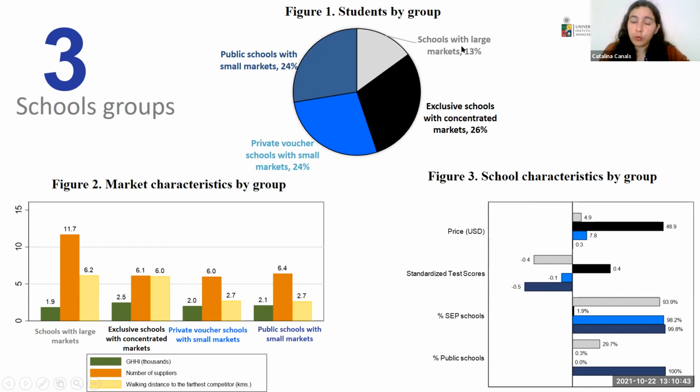Another group is the schools with large markets, the one from here. Schools with large markets have a lot of suppliers, on average around 12, much more than the other groups, but they also have low standardized test scores. And the last group, we call it exclusive schools with concentrated markets. This group is the most concentrated, and their main characteristics are that they are the most expensive schools, as you can see here, and also the schools with higher standardized test scores.